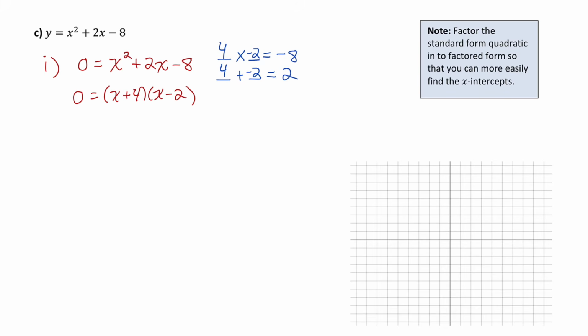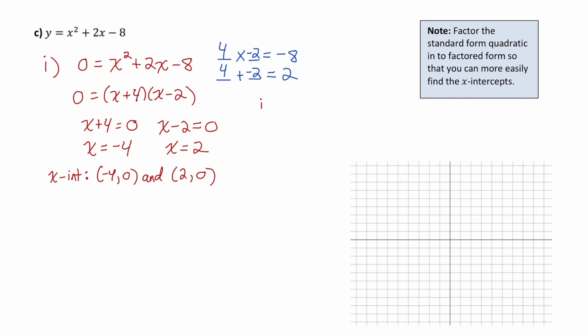And now that it's in factored form, it will be a lot easier to see what makes this quadratic be 0. The product would be 0 if either of these factors were 0. Well, x plus 4 could be 0 if x was negative 4, and x minus 2 could be 0 if x was equal to 2. So the x-intercepts are at negative 4 and 2.